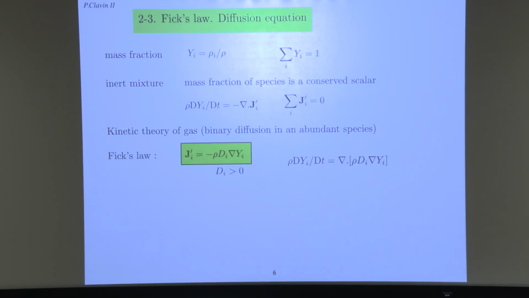The kinetic theory of gases shows that it is simply related to the gradient of the concentration through a diffusion coefficient. Immediately you see what the dimension of a diffusion coefficient is. Look at the equation, rho dY over dt equals minus the divergence of the flux. Now you have rho on both sides, and on the left-hand side you have something which is Y divided by a time. On the right-hand side you have the diffusivity times Y divided by a length. So this tells you the diffusion coefficient dimension.